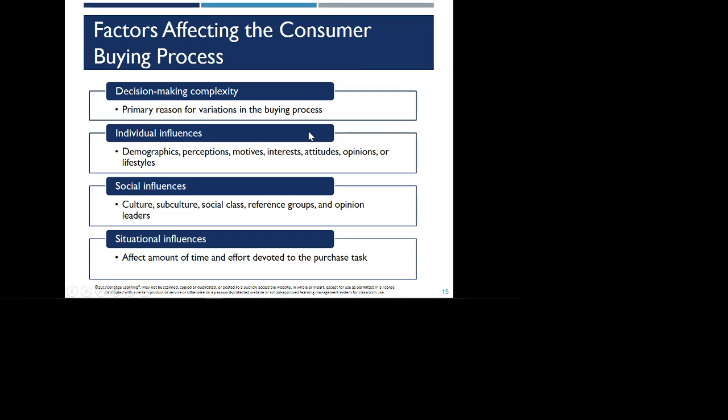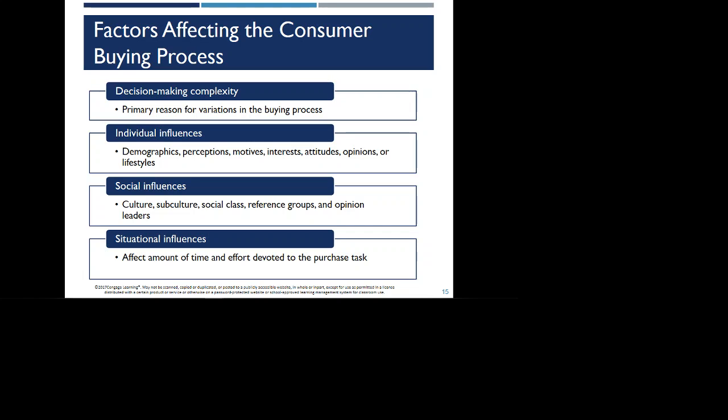Okay, things that impact the consumer decision buying process. Complexity: the harder it is, the more it's going to affect you. Individual influences: things about you can impact the decision. Social influences: something about your culture or your reference group, you want to be like the cool kids, and so that's going to impact your buying decisions. Situational influences: time is a huge one. You need a gallon of milk, but you're in a big hurry, so you just stop at the convenience store and you pay more than you would if you had time to stop at the grocery store.